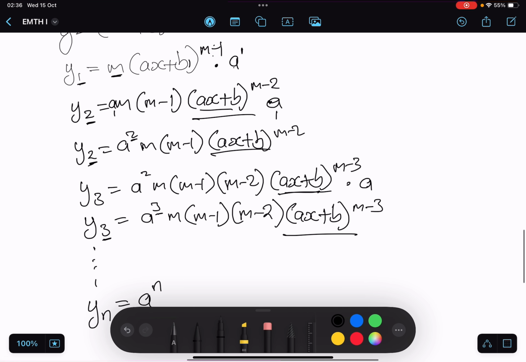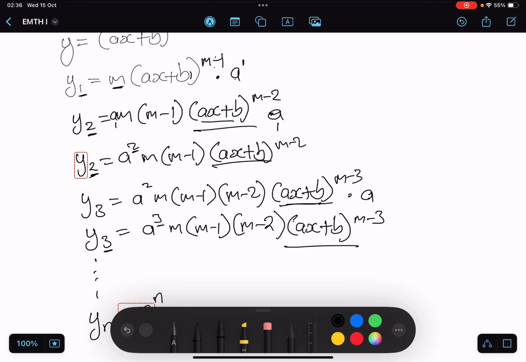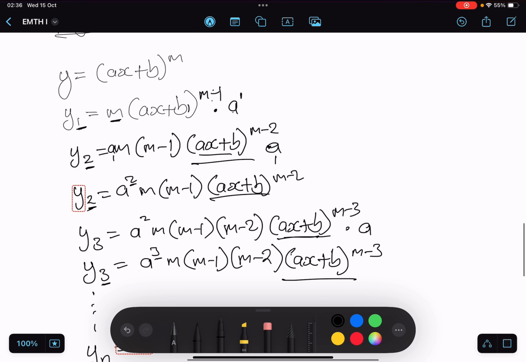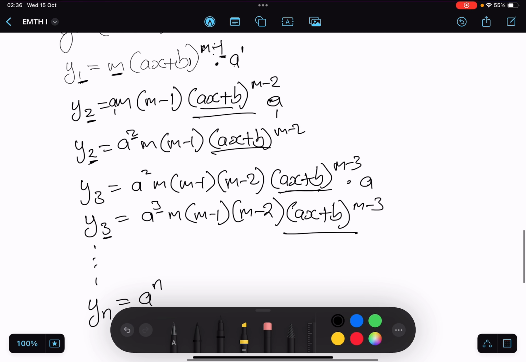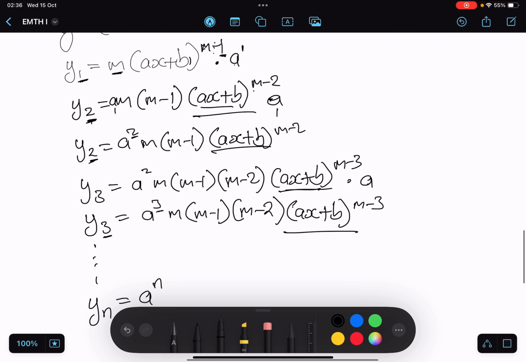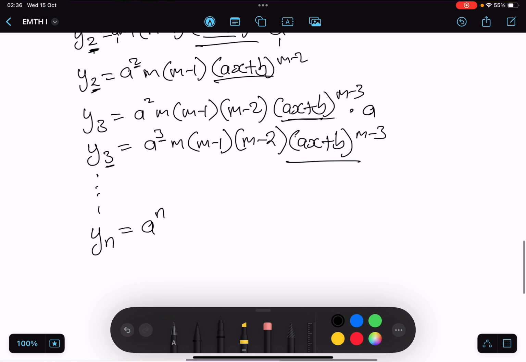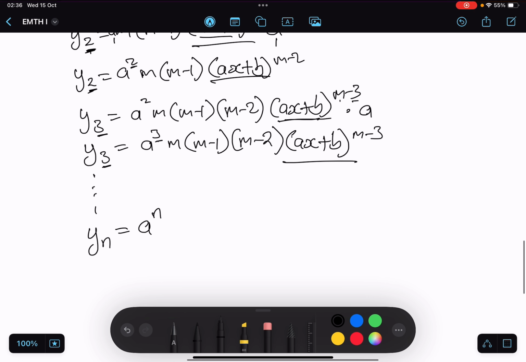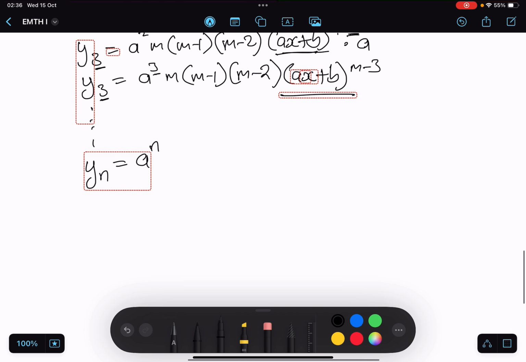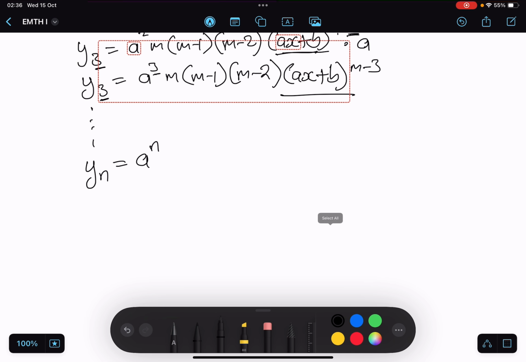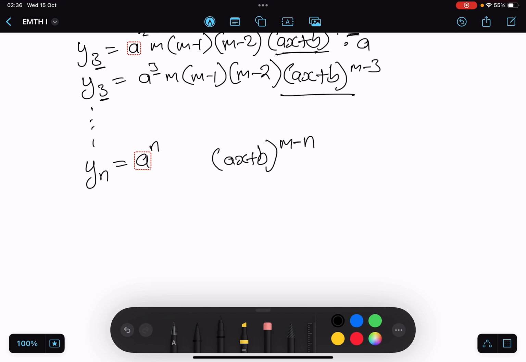And then we come back to this expression. We are looking for the power of ax plus b. For the first derivative, we had m minus 1. And for the second derivative, we have m minus 2. For the third derivative, we have m minus 3, which means for the nth derivative, we are going to have ax plus b to the power m minus n, isn't it?